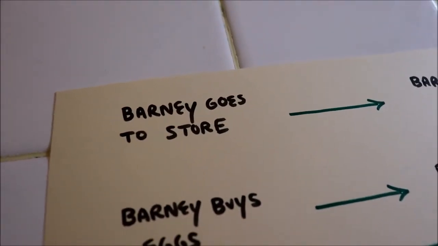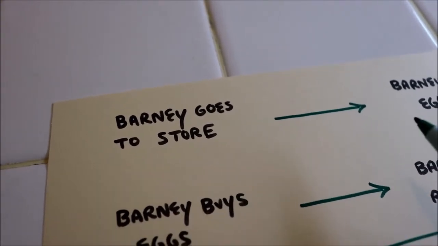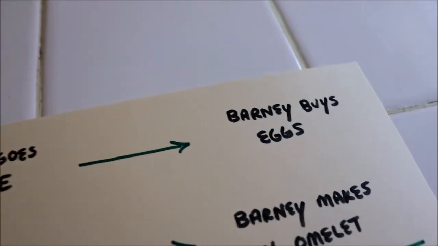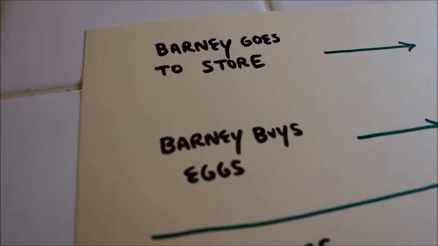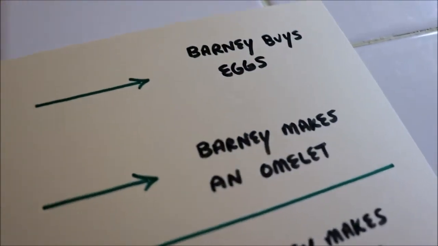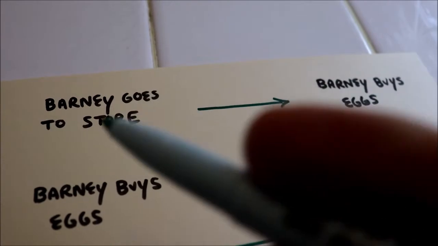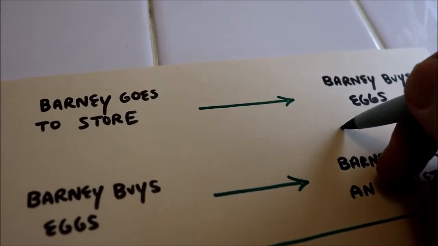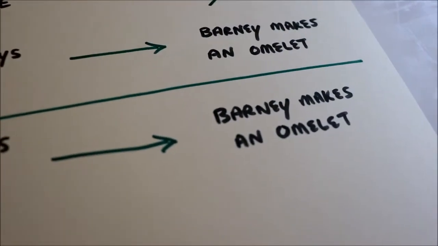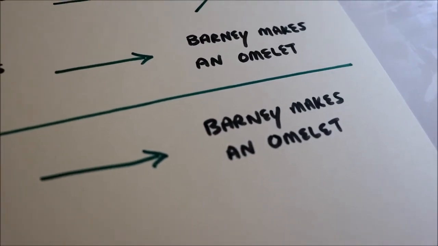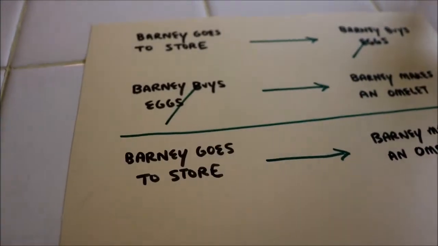Hey everybody, I remember when I took deductive logic in high school, and it would be like, if A implies B, like Barney goes to the store and Barney buys eggs, and then B implies C, so Barney buys eggs, Barney's going to make an omelet. And so therefore, if A implies B and B implies C, you can say that if Barney goes to the store, Barney's going to make an omelet. And so that's called the chain rule. And this is kind of what we're doing today with Hess's Law.